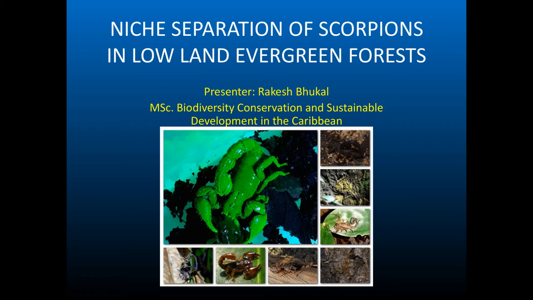I did my MSc thesis on niche separation of scorpions in lowland evergreen forests. The study sites were Arena and Bush forest reserve. The whole idea is that scorpions, you've seen them all, are basically uniform in physical makeup and life habits. But the question arises: how are multiple species of scorpions able to coexist within the same type of environment without outcompeting each other? The nature of my project was to go into these forests and understand how they partition the resources to enable different species of scorpions to live in harmony with each other.